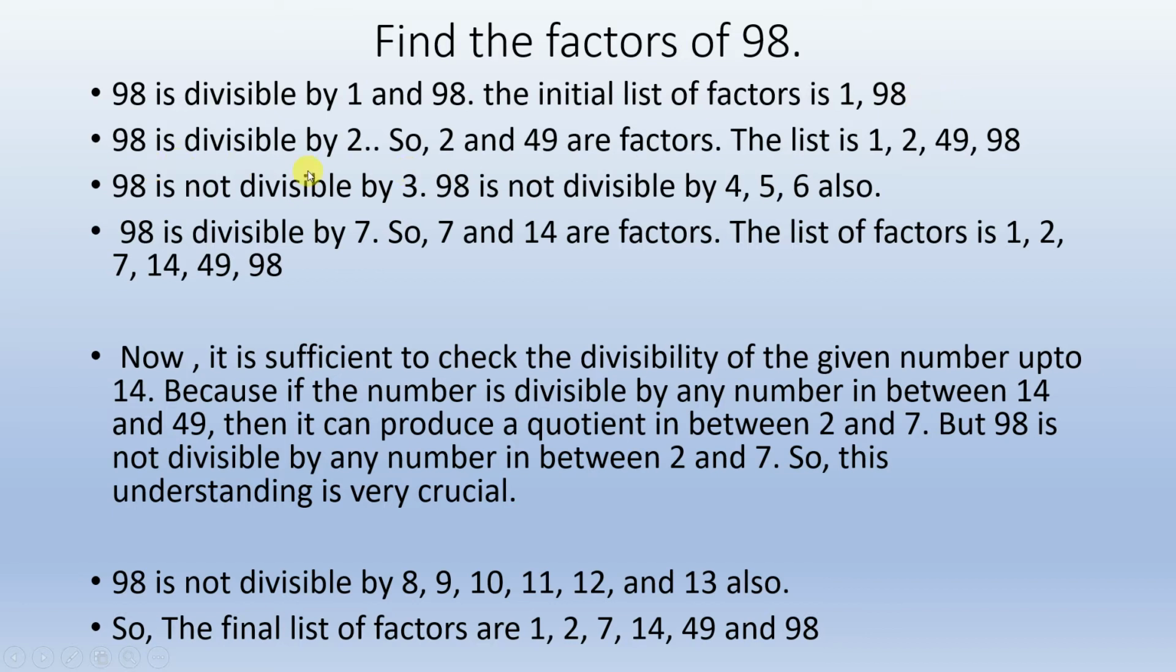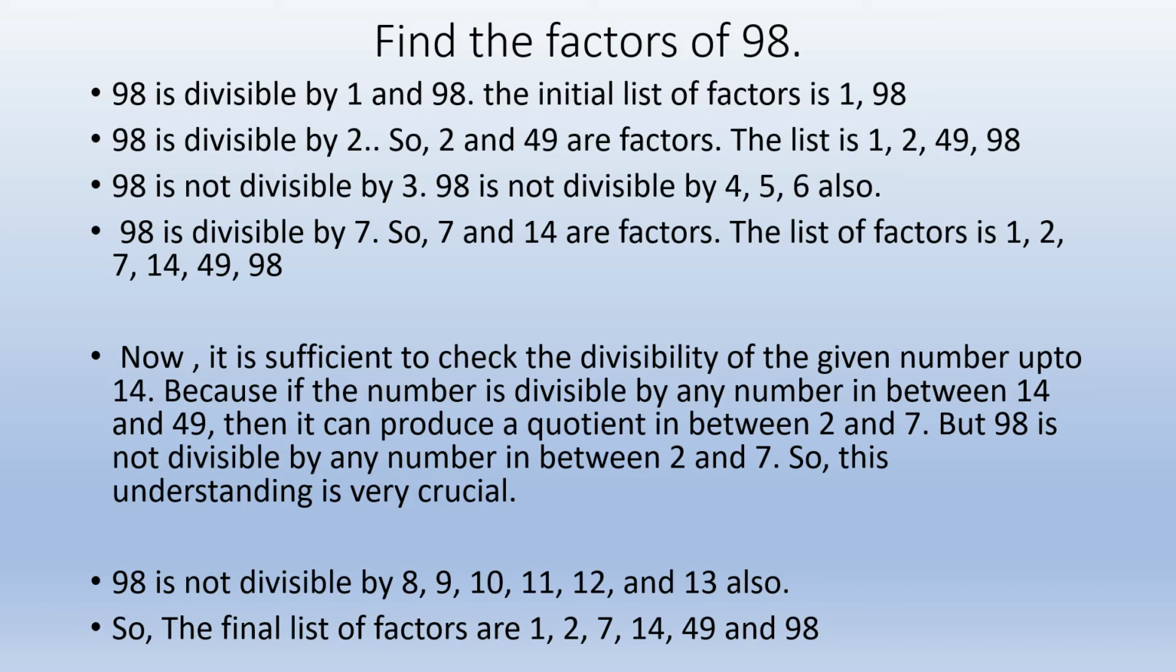And 98 is divisible by 2. How many times? 2 into 49 is 98. So both 2 and 49 become factors of 98. Already we have 1 and 98. Now 2 and 49 are also added to the list. We get this list of factors. Now you have to check whether the number is divisible by 3. The sum of digits is not divisible by 3, so 98 is not divisible by 3, and 98 is also not divisible by 4, 5 and 6.